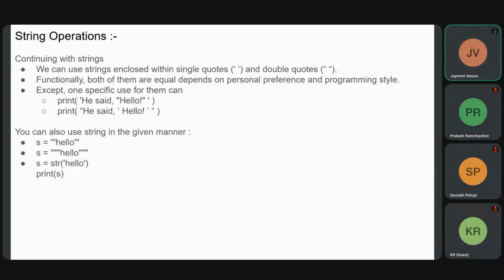Then in the last one, you can see that s equals str, which is like int. In the last coding example, you saw that the int function was used in order to convert the input from the user. The str function is used to convert a given piece into a string. So let's say instead of hello, there was a number 5 or any kind of number, then that number will be converted into a string.